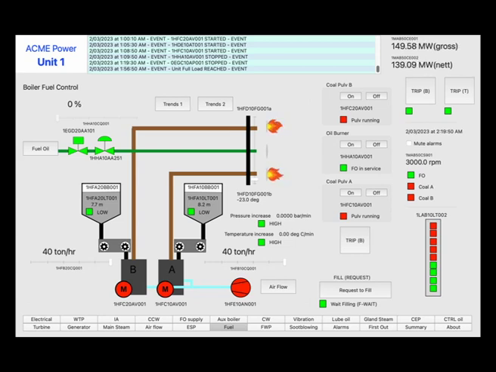Welcome to the simplified coal power plant simulator. This video will demonstrate a turbine trip from full load and subsequent recovery.